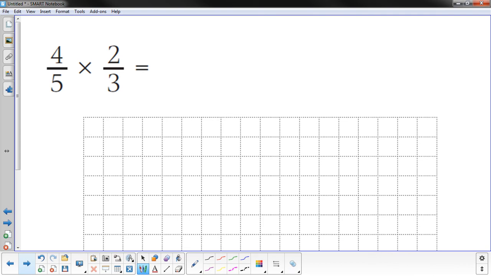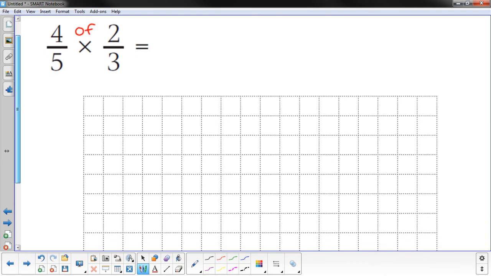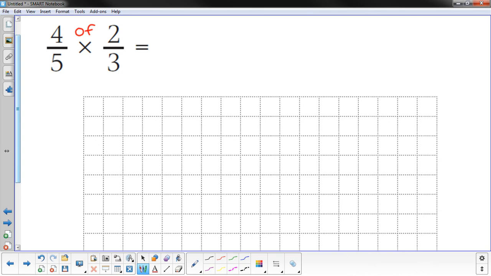I think we have one more here. 4/5 of 2/3. Okay. So I first have something in fifths, so I need to make this line in fifths. 1, 2, 3, 4, 5. Need one more. And I have 4 of the 5.